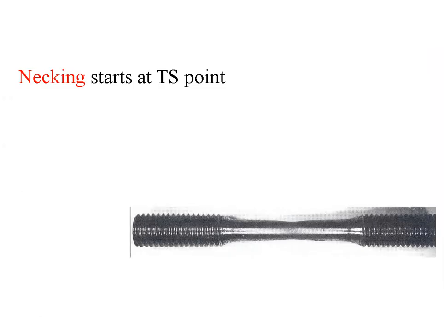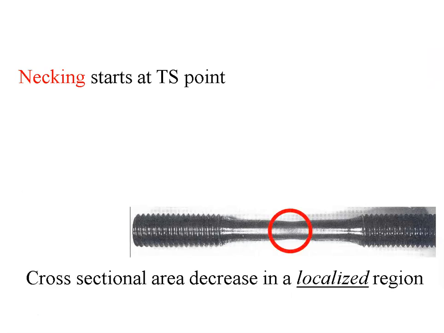If you look carefully at the sample when it's being stretched, you'll notice that necking begins to appear at the tensile strength point. That's basically where the area starts to decrease in a localized region of the sample. We have to make sure to say localized because before this point, the stress is still causing the area to decrease, but it's decreasing uniformly over the entire length of the sample.